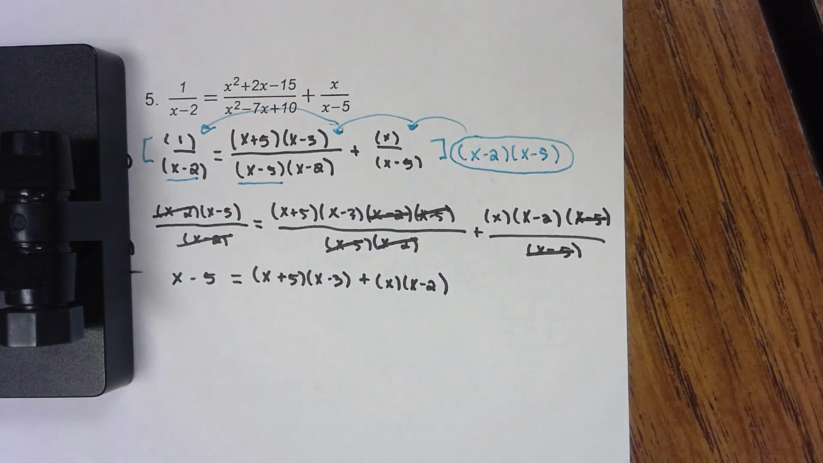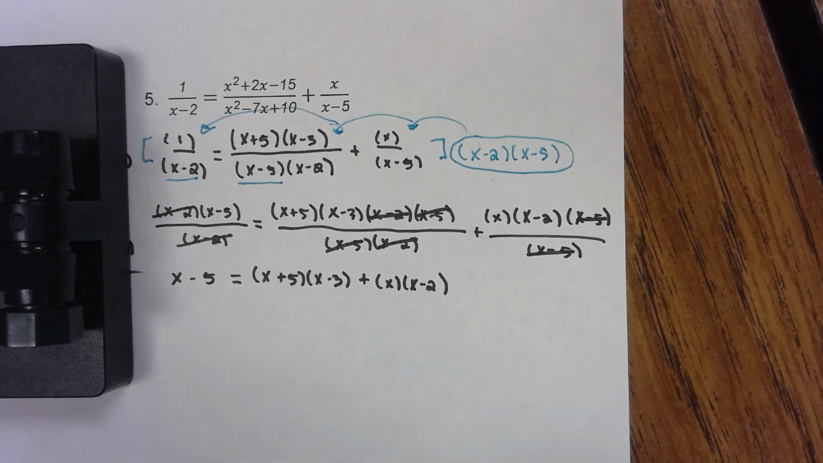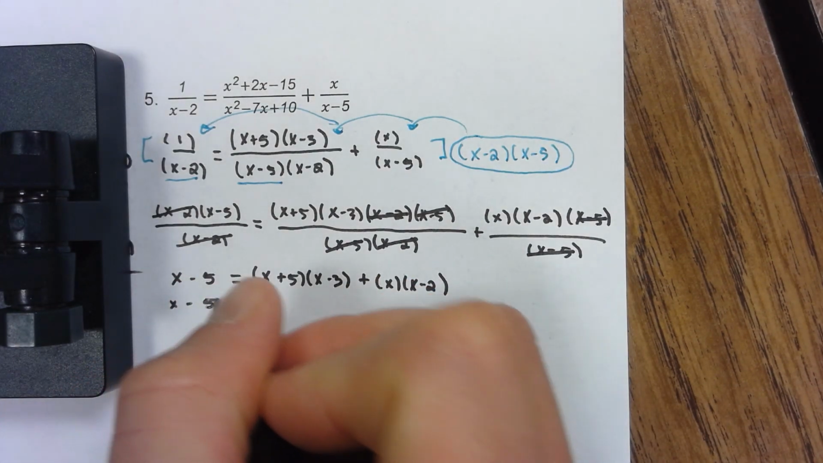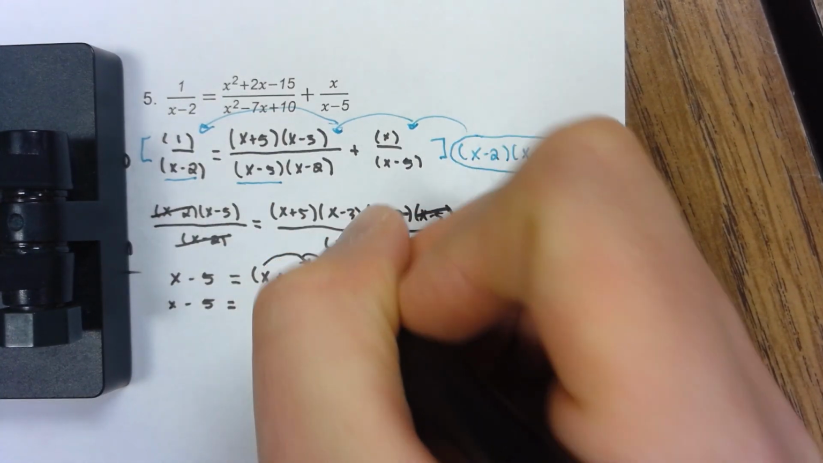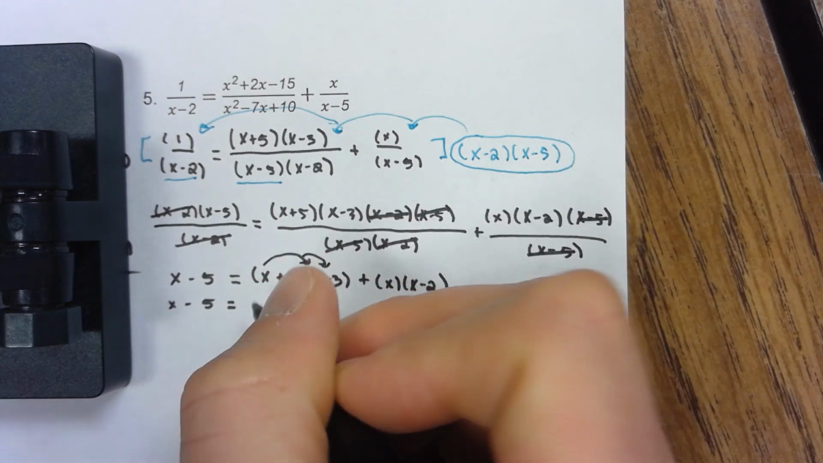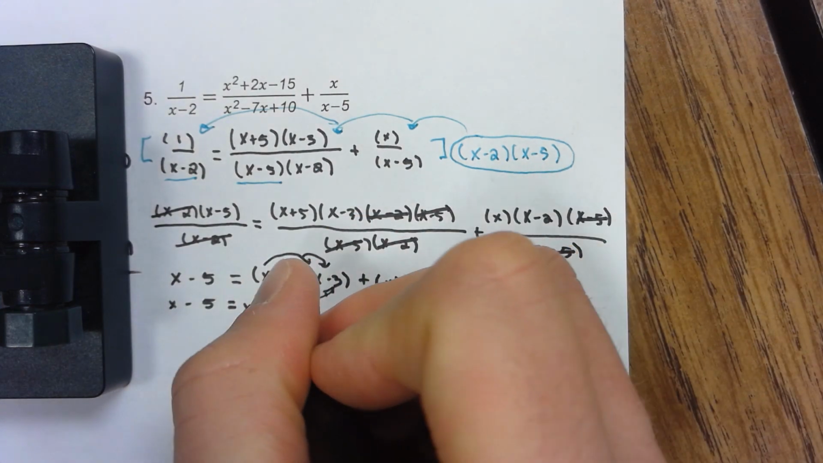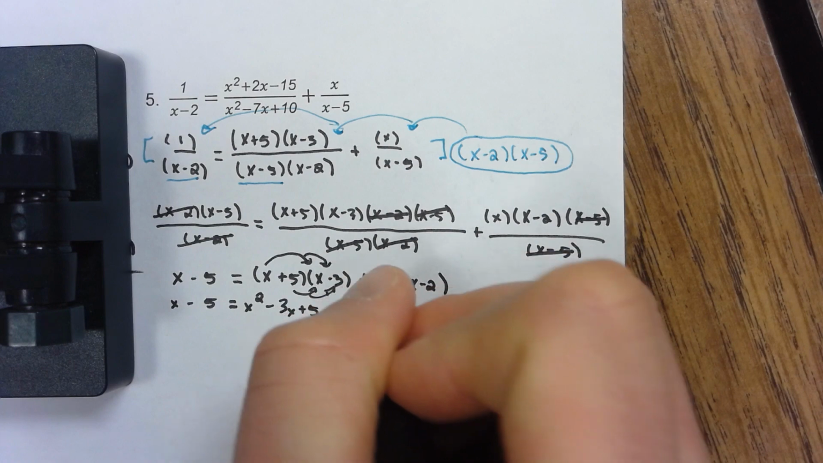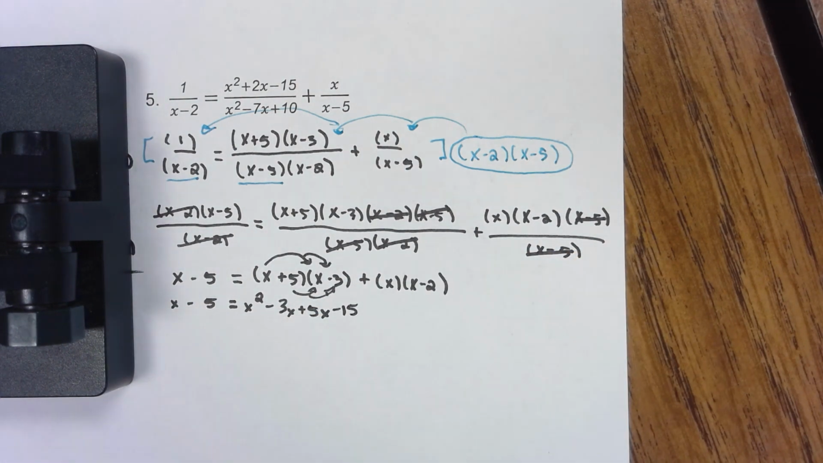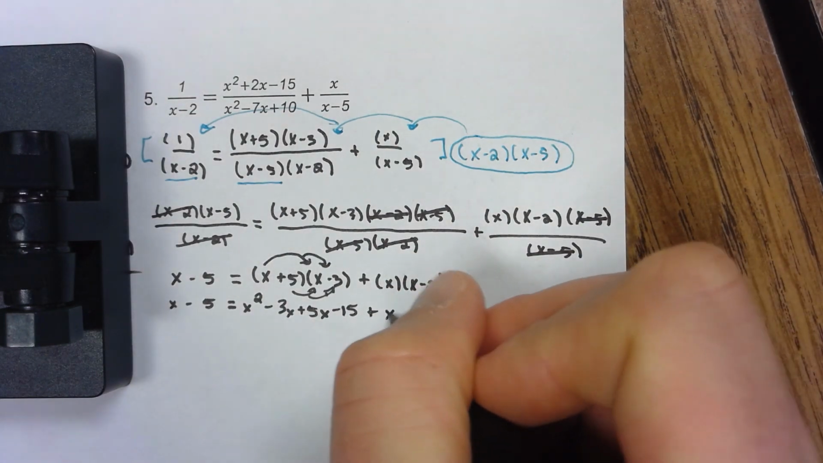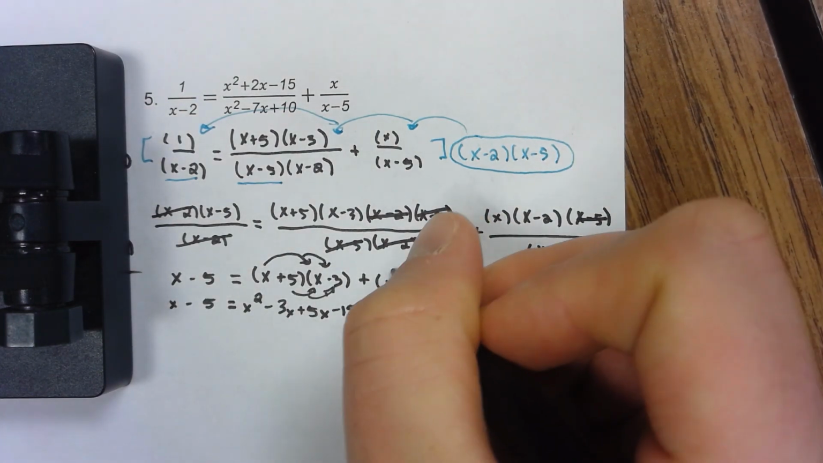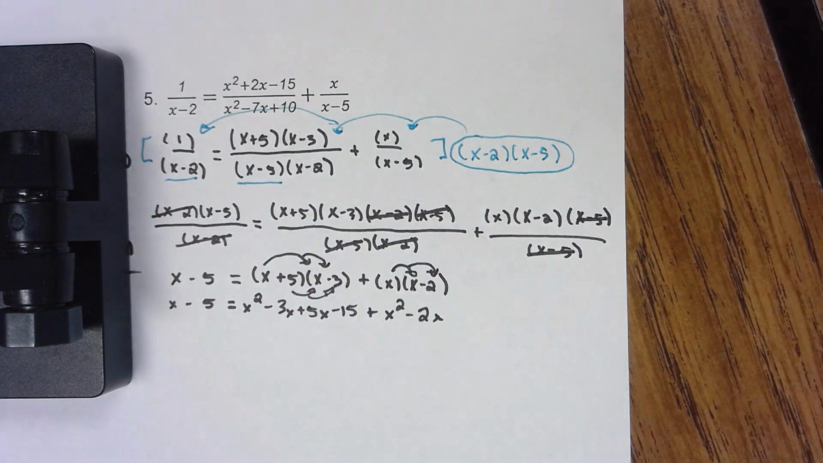And now we have a lot of simplifying to do on this right side, and it's looking like we're going to have to solve some sort of quadratic to come up with these solutions. So the x minus 5 on the left side, nothing I can do to simplify that. The x plus 5, x minus 3, I can FOIL and get x squared minus 3x plus 5x minus 15. And then plus x squared minus 2x after distributing this x.